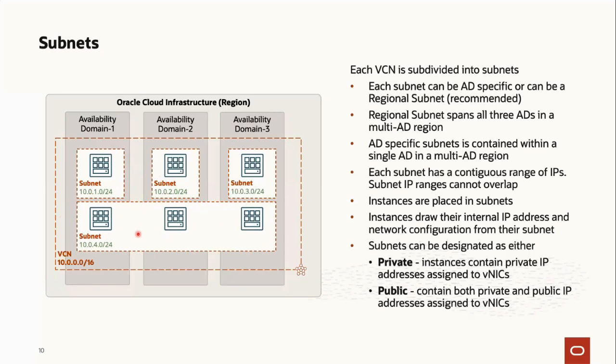So the subnet, again, is where your resources are deployed. This is where they draw their internal IP address, and it will also make use of those DHCP services I mentioned on the other slide. So if you have custom DNS servers or DHCP addresses, they'll all be pulled from what's assigned to the subnet itself. One other thing to note is that subnets can be designated as either a private subnet or a public subnet, and we're going to talk about those next.